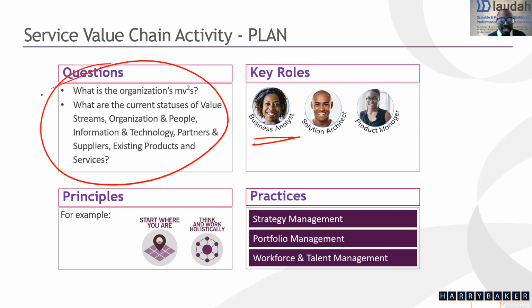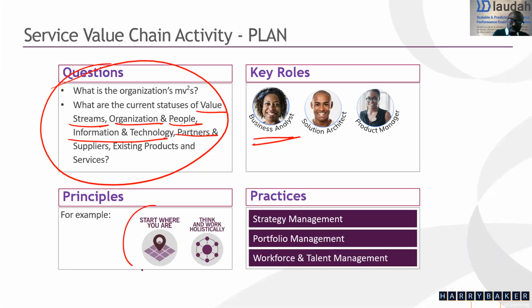Like, what is the organization's MV squared S? That is mission, value, vision, and strategy. I call it MV squared S, which is like velocity for me, because without an organization being clear on the MV squared S, they are not moving. So we need to be clear about the vision, mission, value, and the strategy. And where are we with our current value streams, our organization, our people, the IT, the partners? Because if we do not know where we are, it's going to be quite difficult to even move very fast.